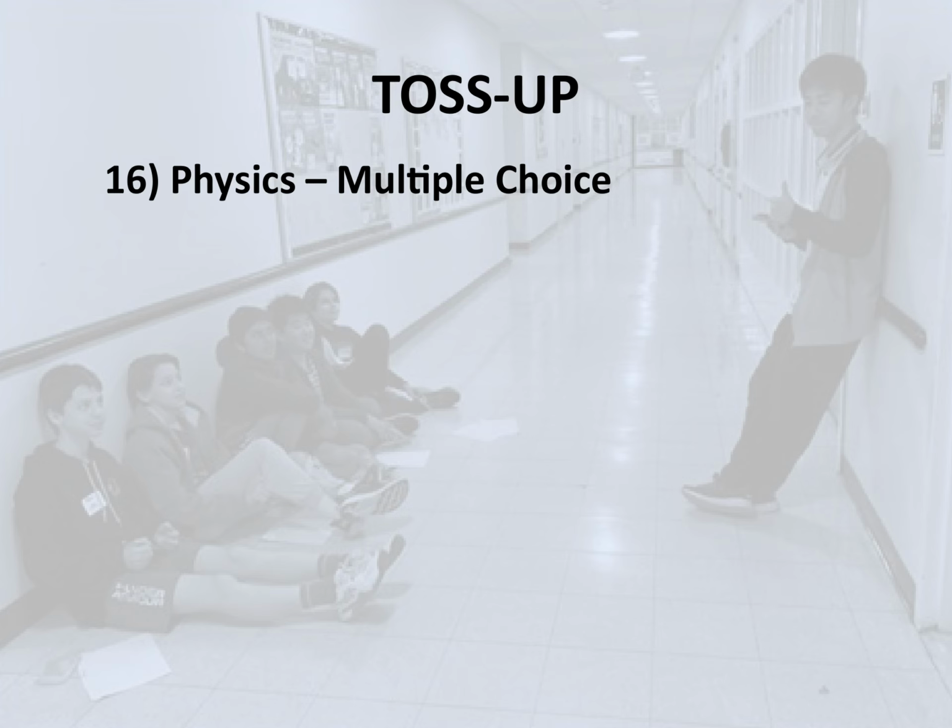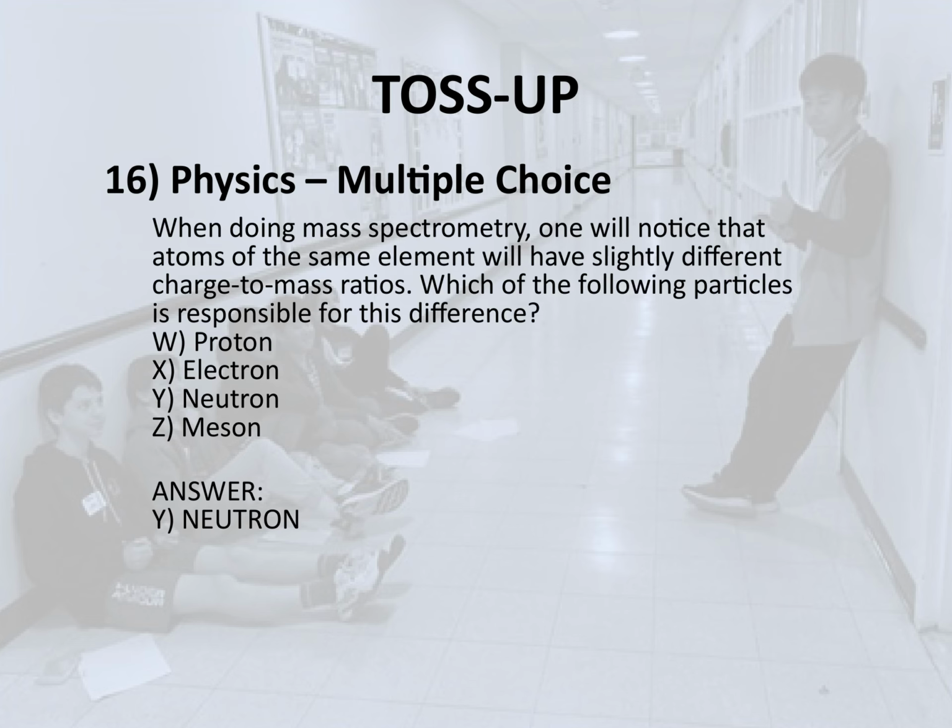Toss-up, 16. Physics, multiple choice. When doing mass spectrometry, one will notice that atoms of the same element will have slightly different charge-to-mass ratios. Which of the following particles is responsible for this difference? W. Proton. X. Electron. Y. Neutron. Z. Meson. Answer. Y. Neutron.